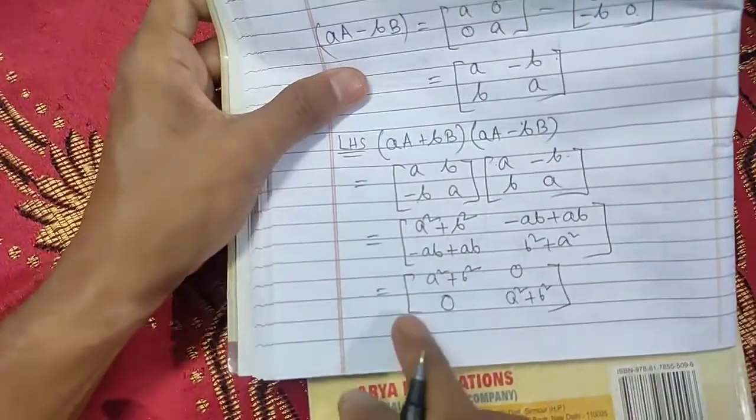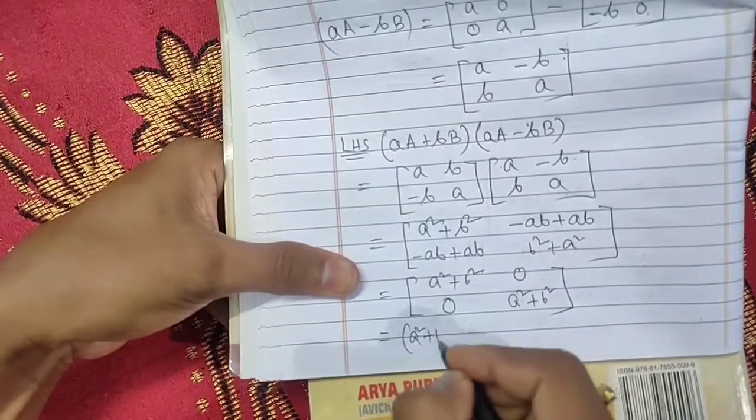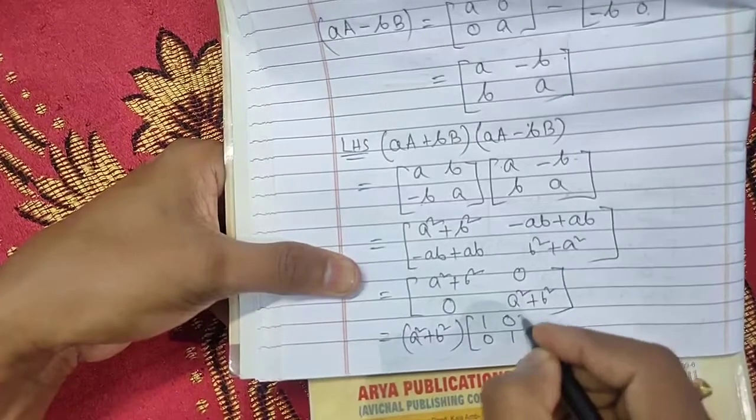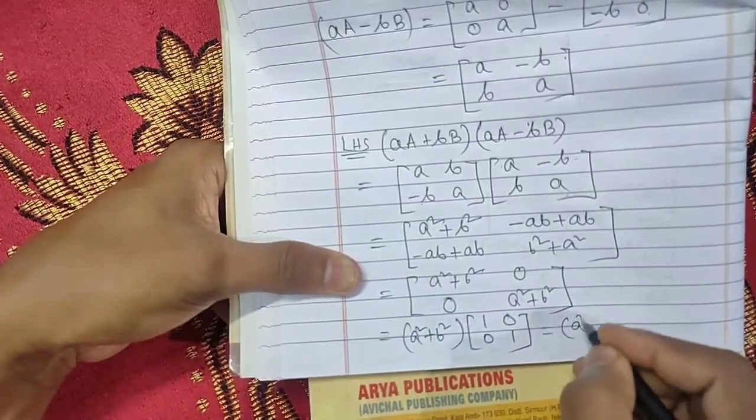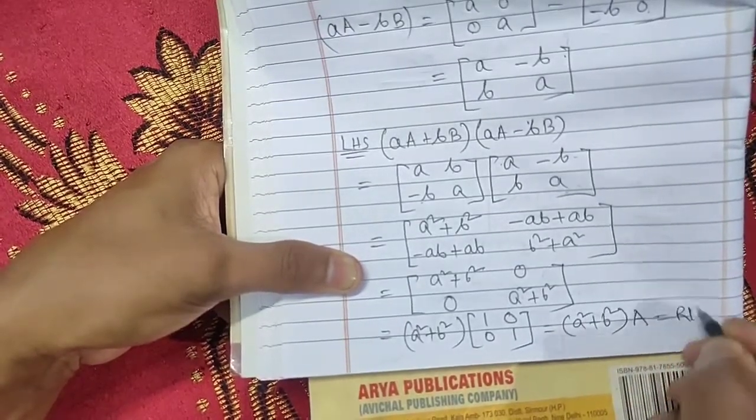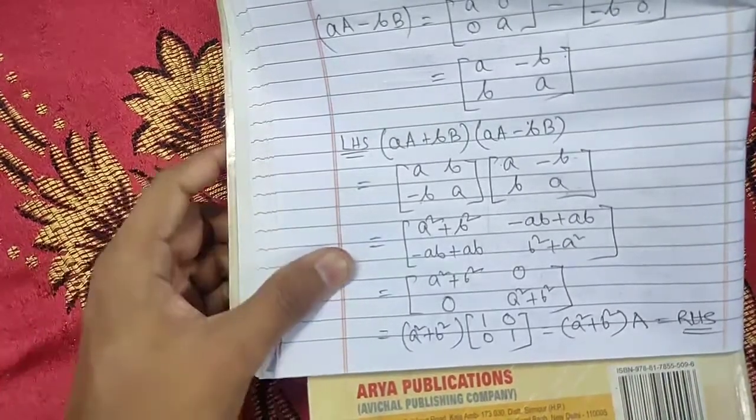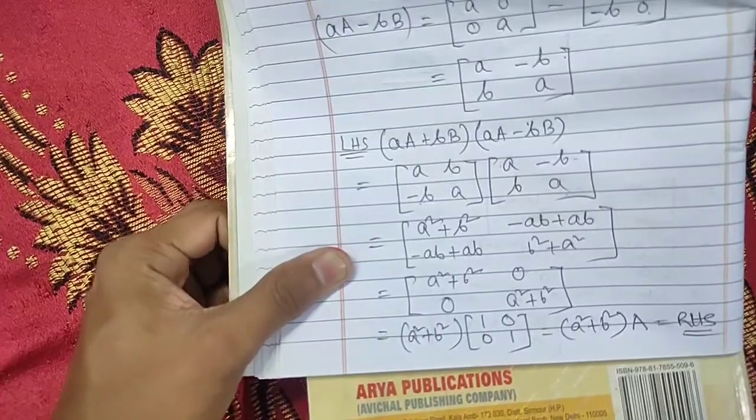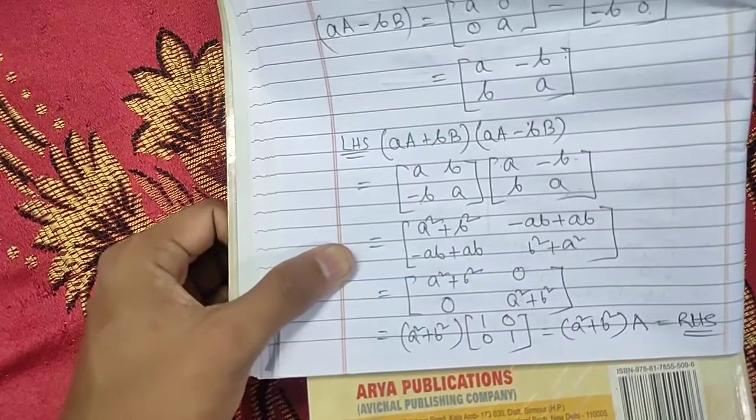Now if you take a square plus b square common from this, you are getting 1 0, 0 1, and this is equal to A matrix given. So a square plus b square into A equals to RHS. So like this you have to prove. Understood, student? So like this you have to solve this type of problem.